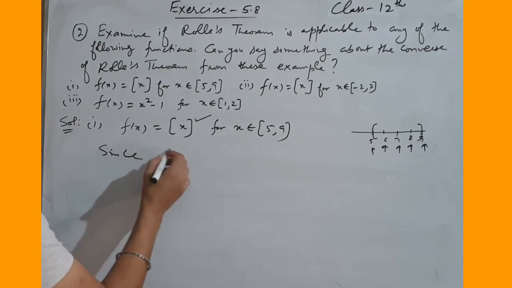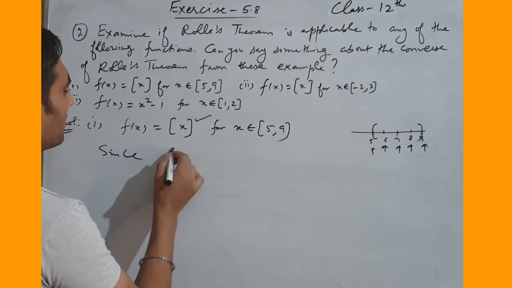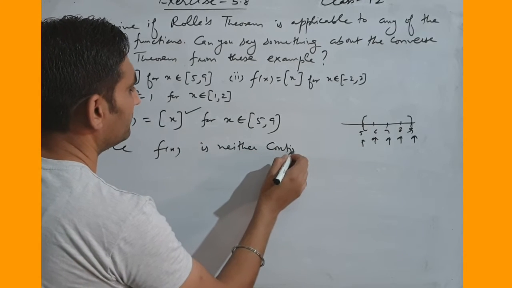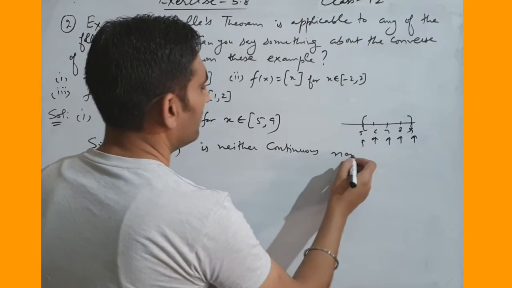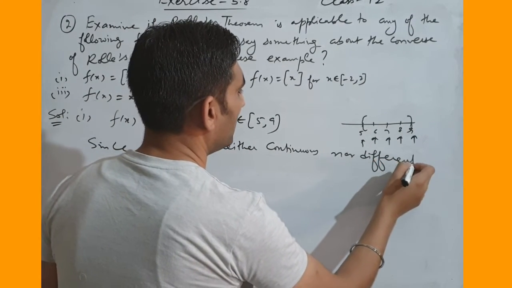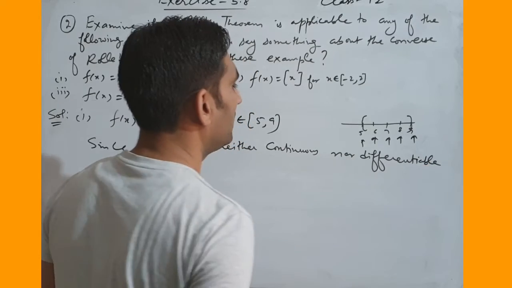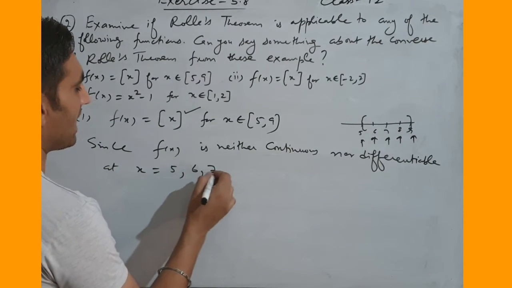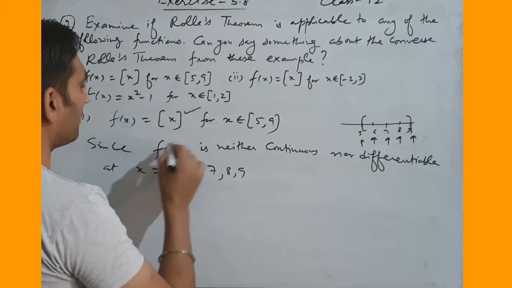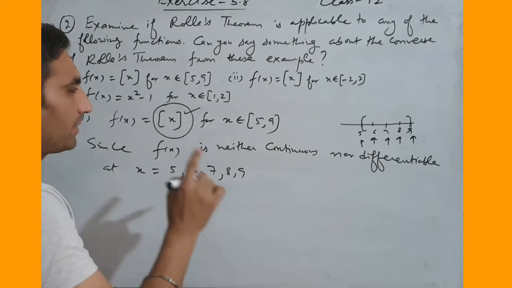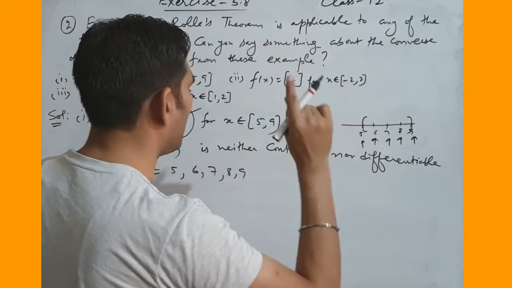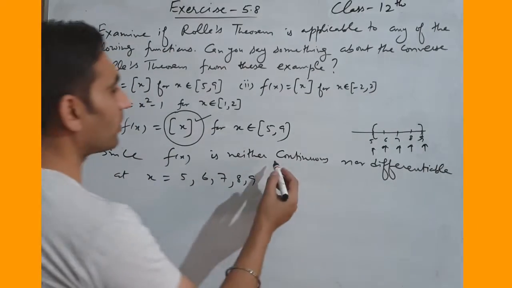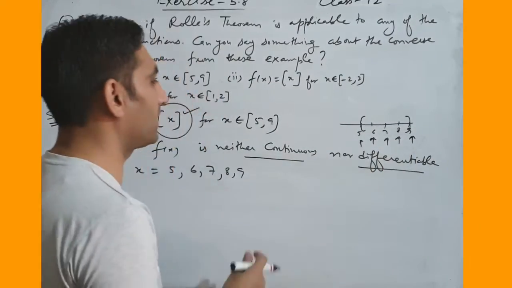Since this greatest integer function f(x) is neither continuous nor differentiable, so it is not differentiable at x equal to 5, 6, 7, 8, 9. This is a special function which is called the greatest integer function, and remember, on proper integers it will never be continuous and differentiable. And one more thing, the two conditions, continuity and differentiability in Rolle's theorem, are not fulfilled.